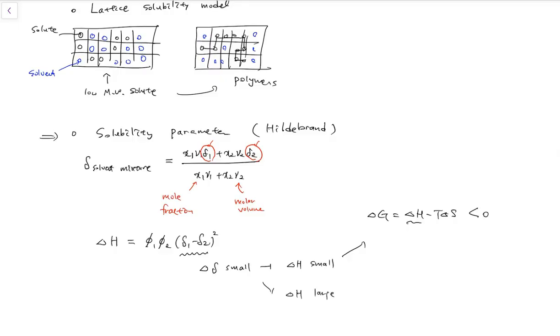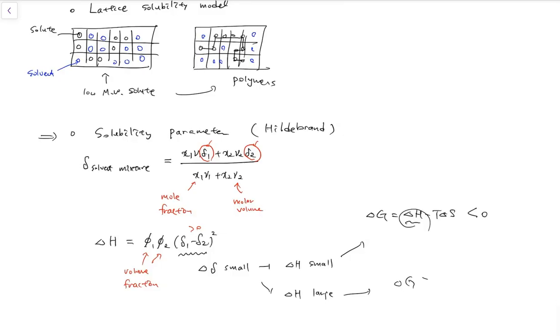But if delta H is large, large means positively large, because all these values are positive. This is positive, and these two values are just the volume fraction of each component, so it is positive. So if delta H is positive and large, then delta G would much more probably be larger than 0, so it will not mix.